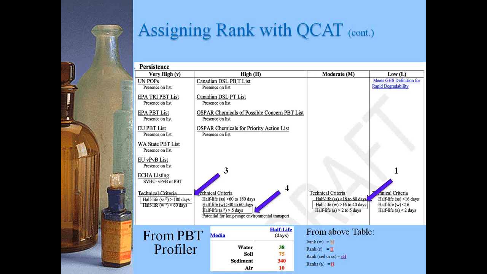So what do you do in that situation? You have several different pieces of data, anywhere from moderate to very high. How do you decide what to put in the particular box? In QCAT, and in Green Screen as well, you always default to the most conservative. So for this chemical, persistence would be very high. It's the worst case scenario based on the different media.